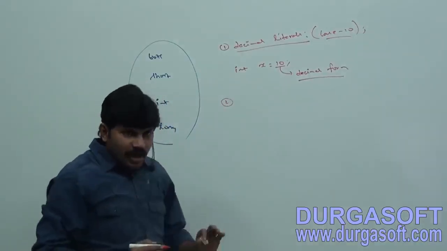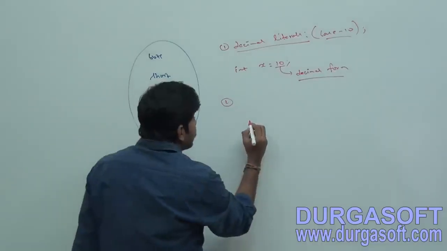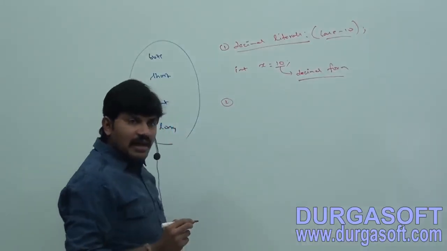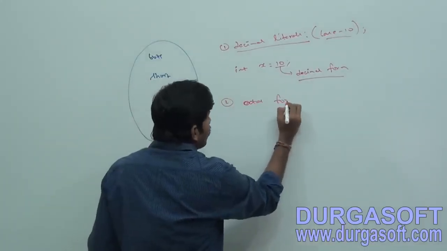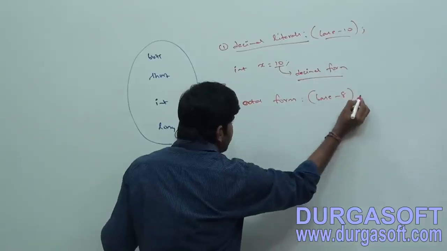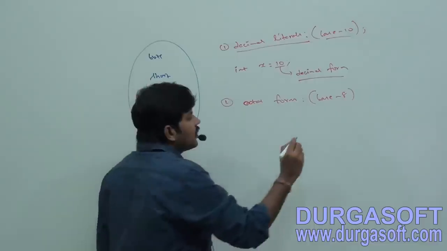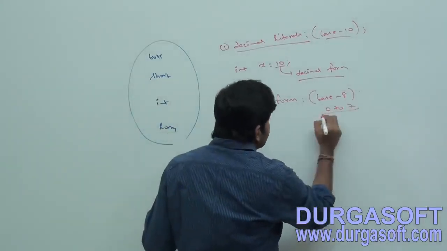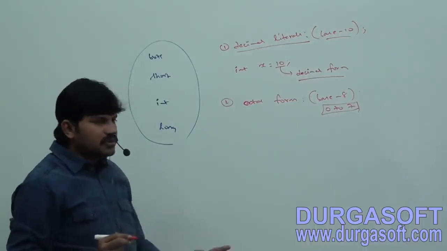We can specify the value in octal form. Octal is nothing but base 8. If it is octal, can you tell what the allowed digits are? 0 to 7 are the allowed digits in octal form.